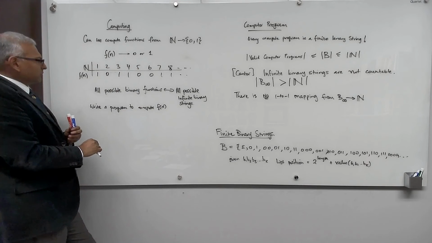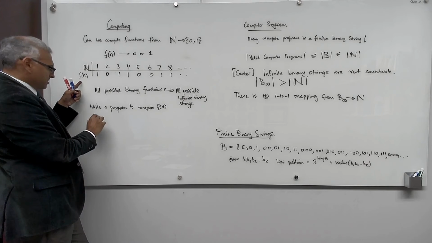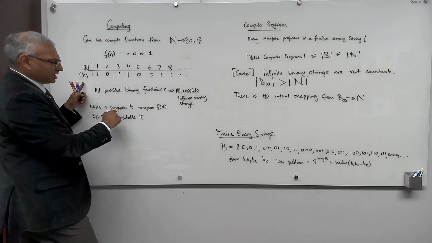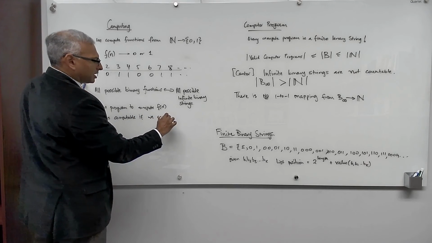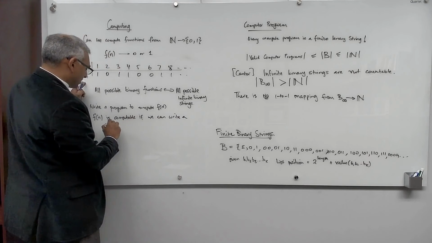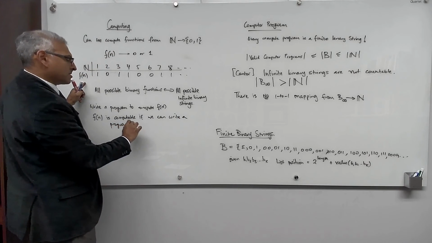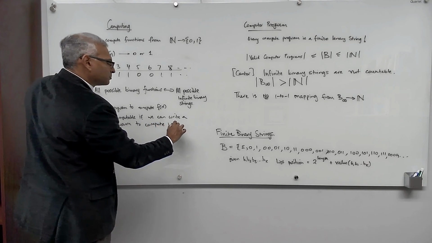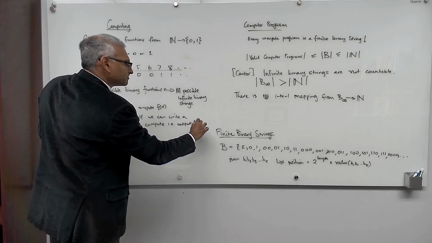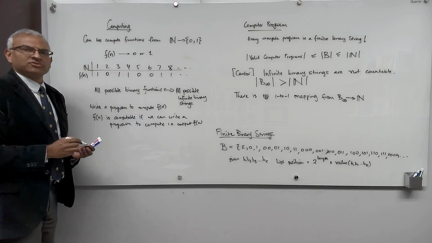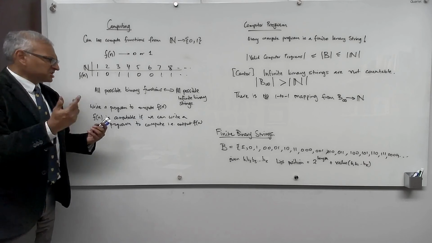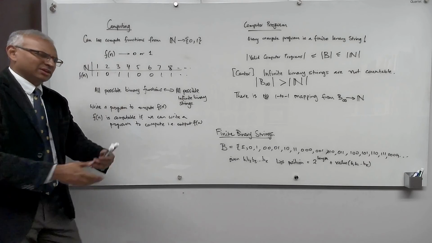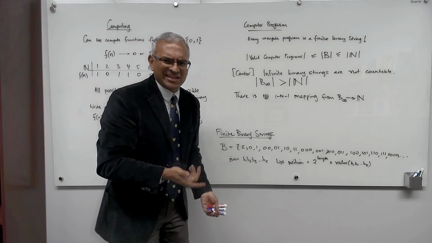So, we could say that a function f of n is computable if we can write a program to compute, i.e. output f of n. When it gets the input n, it outputs f of n. Okay. So, yeah, well, we're familiar with this. We can write a program to compute n squared. We can write a program to compute e to the power n. We can write so many programs to compute so many complex things.